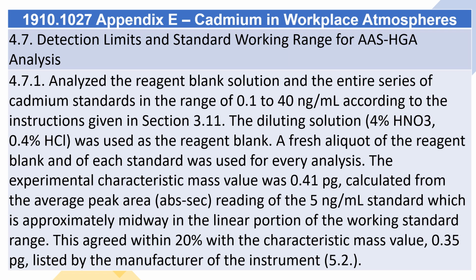The experimental characteristic mass value was 0.41 pg, calculated from the average peak area, ABS/SEC, reading of the 5 nanograms per milliliter standard, which is approximately midway in the linear portion of the working standard range. This agreed within 20% with the characteristic mass value, 0.35 pg, listed by the manufacturer of the instrument, 5.2.